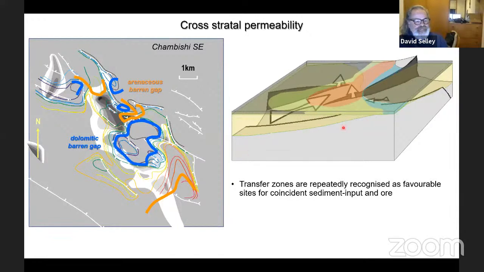Okay, so this geometry is pretty much encapsulated in this model here on the right of a transfer zone. Transfer zones are zones of relatively limited accommodation development. So we're seeing pinch out at the lower aquifer. There are also sites of sediment input. So these are zones of relatively coarse grain material. So permeability at the level of mineralization. So transfer zones are good.